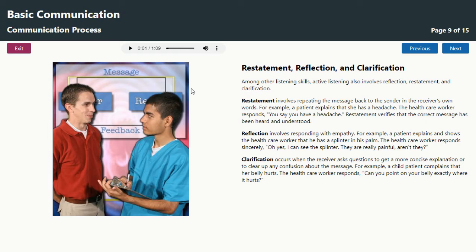Restatement, reflection, and clarification. Among other listening skills, active listening also involves reflection, restatement, and clarification. Restatement involves repeating the message to the sender in the receiver's own words. For example, a patient explains that she has a headache. The healthcare worker responds, "You say you have a headache." Restatement verifies that the correct message has been heard and understood. So they just restate what the patient said.